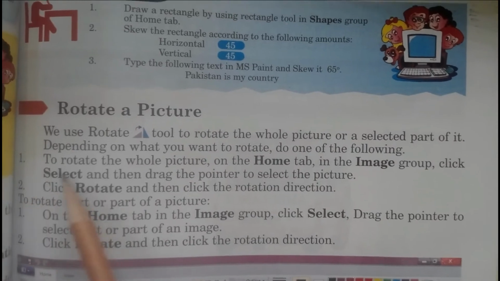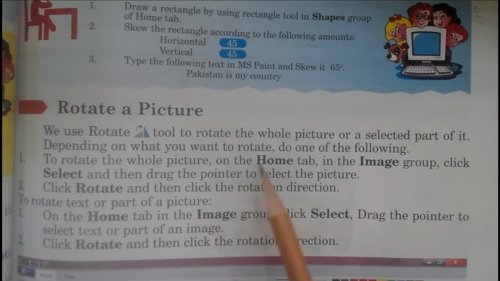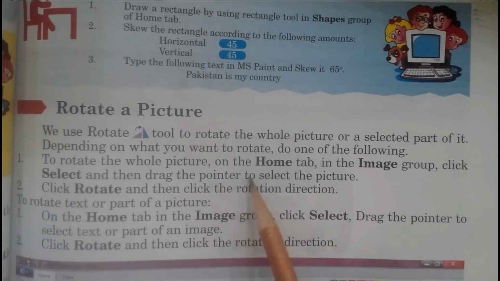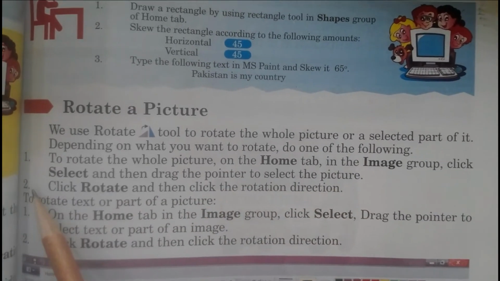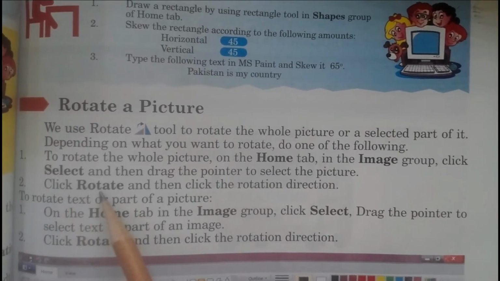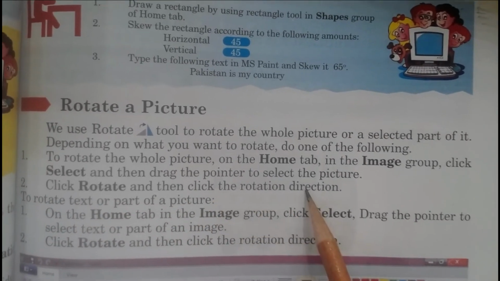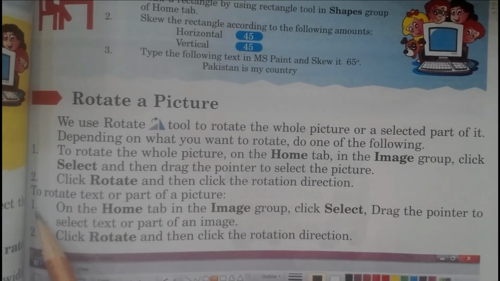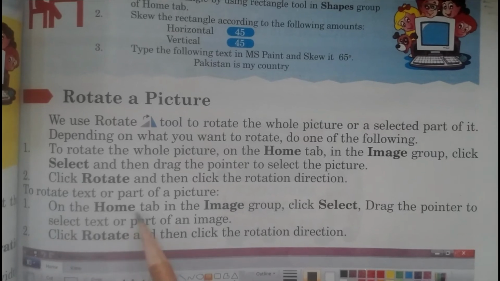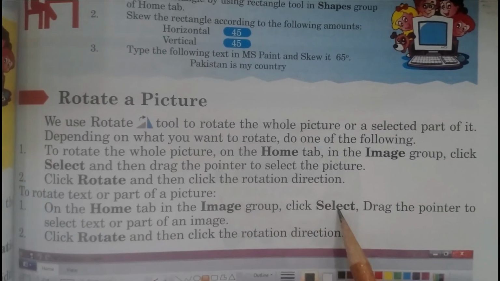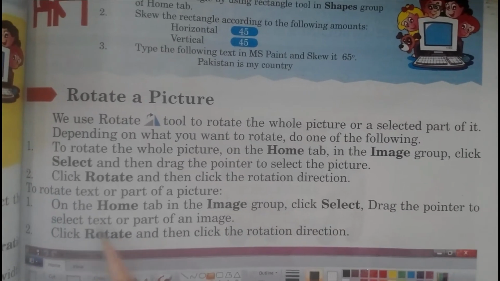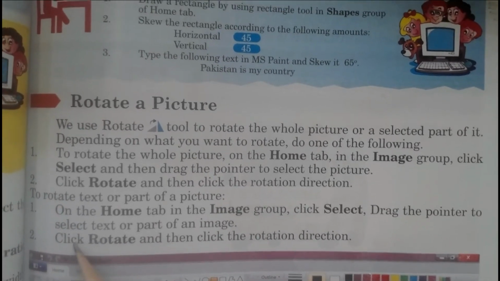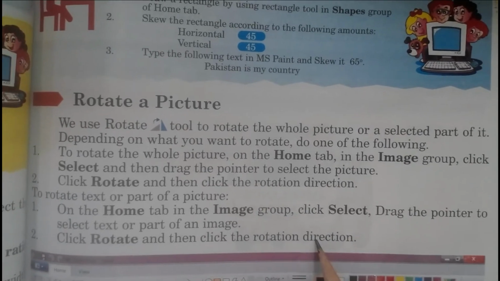Step number 1 is to rotate the whole picture. On the Home tab in the image group, click Select and then drag the pointer to select the picture. Step number 2, click Rotate and then click the rotation direction. To rotate text or part of a picture, step number 1 is on the Home tab in the image group, click Select, drag the pointer to select text or part of an image. Step number 2, click Rotate and then click the rotation direction.